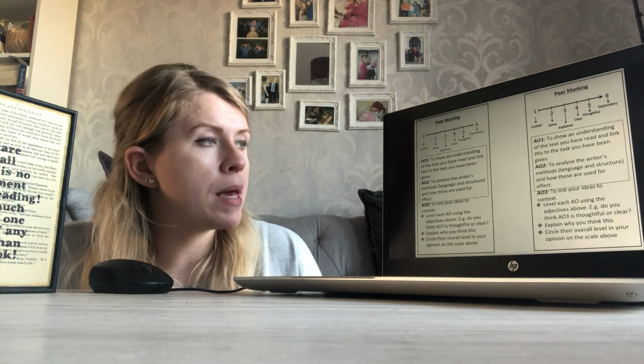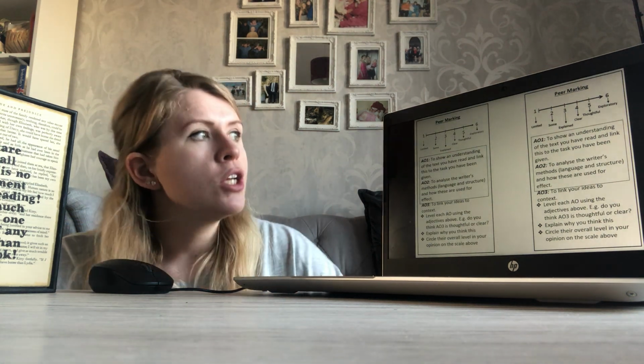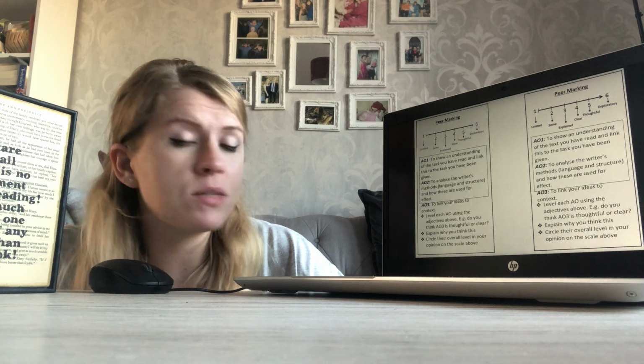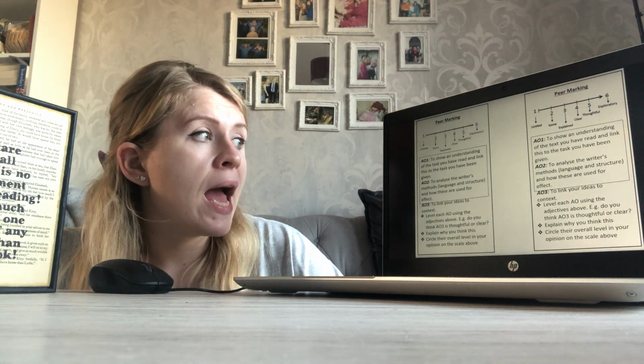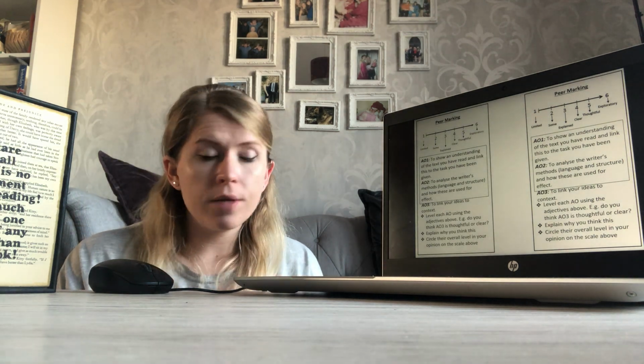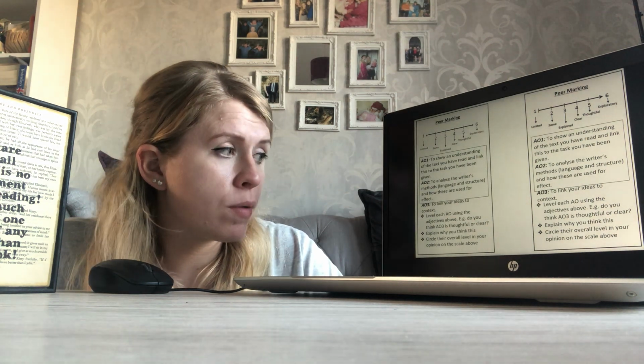This is a peer marking sheet. Now, you're not obviously going to be able to peer mark because of social distancing. So, you will notice it says what AO1, AO2 and AO3 are. So you've got them there for you. AO1 is understanding the text and answering the question. AO2 is analysing the writer's methods. In this case, we'll be analysing language. And AO3 is linking it to context, okay? So saying why Shakespeare was doing this.